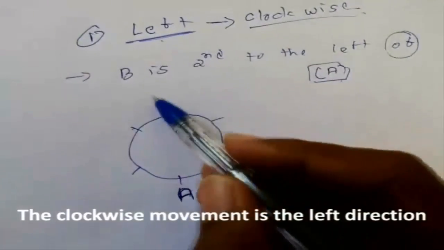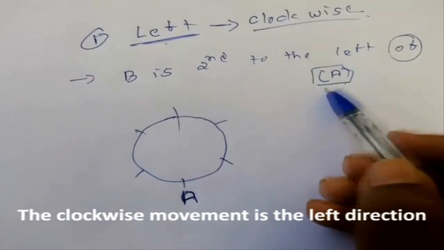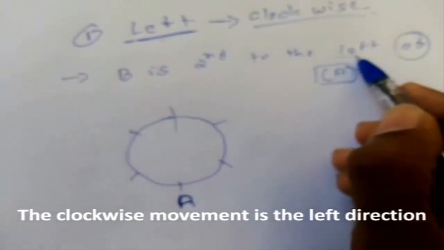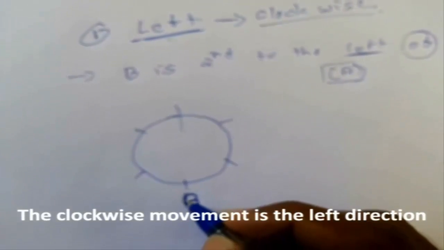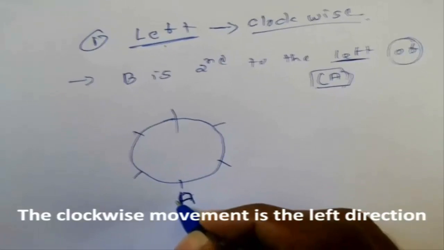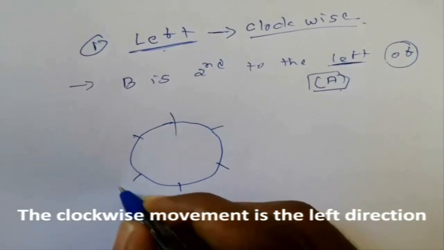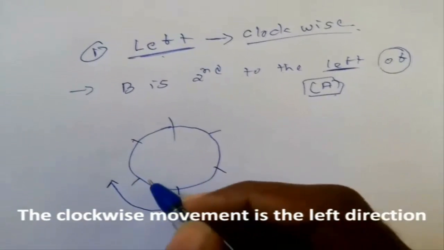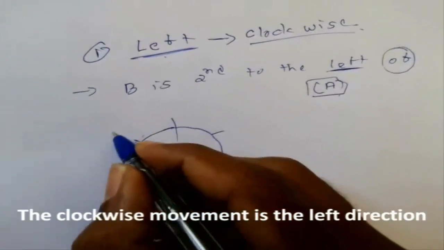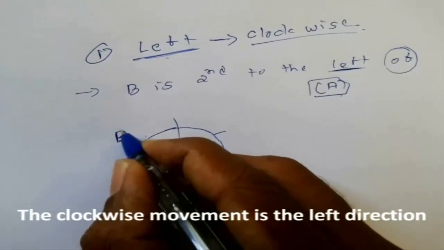Now read the condition again. B is second to the left of A. The direction is left, so we have to move in a clockwise direction from A, that is in this direction. And B is second, so this is first, this is second, so B will come here.